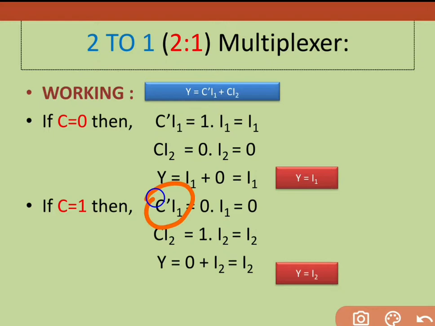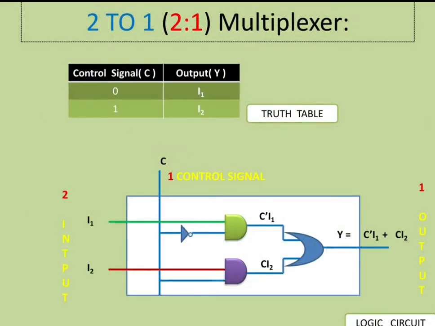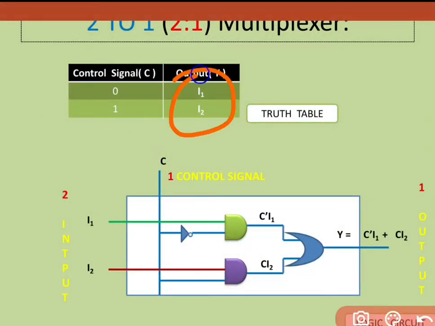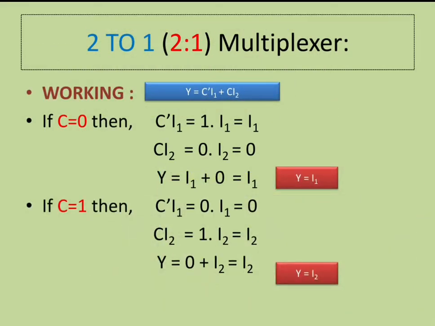We have to fill the values 0 and 1 inside the equation, and then we are getting the final result in front of us. The same way, after seeing all these things, the truth table is created so that you can remember: when 0 is provided, I1 is the output. When 1 is provided, I2 is the output. These things happen, then we are getting our output.